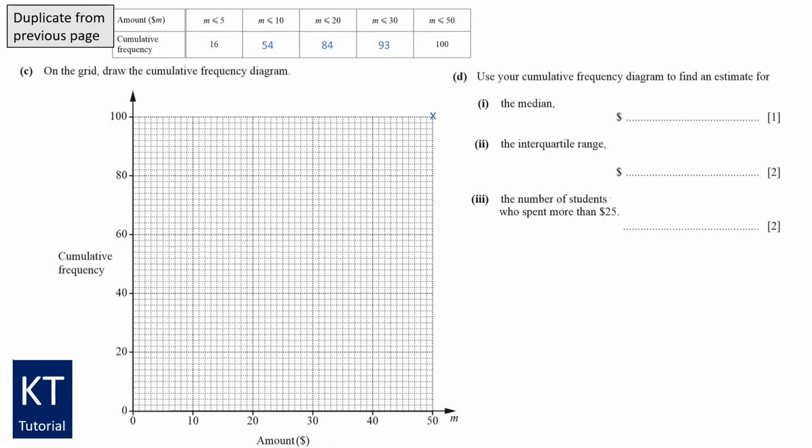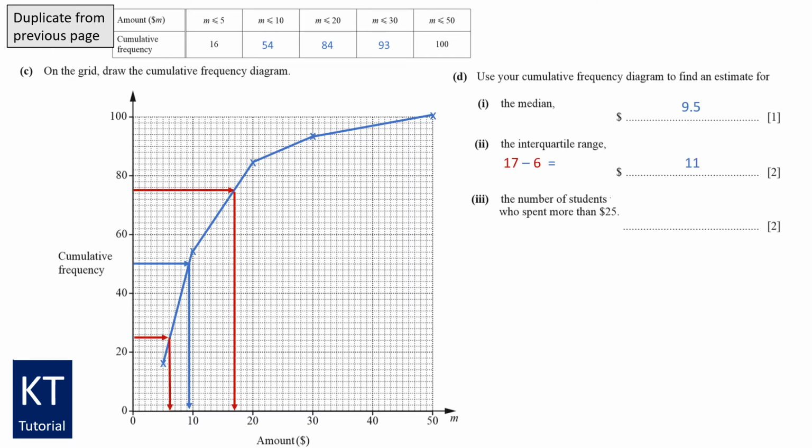Question 9c. On the grid, draw the cumulative frequency diagram. This would be plotting the values on the table on the graph. Next, use your cumulative frequency diagram to find an estimate for the median. This would be the x value when the cumulative frequency is at 50. Next, find an estimate for the interquartile range. For the question, you will start by identifying the x values for when the cumulative frequency is at both 25 and 75 respectively. The interquartile range is the difference between these two x values.